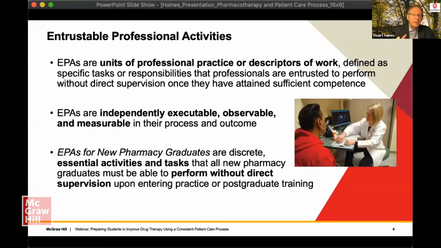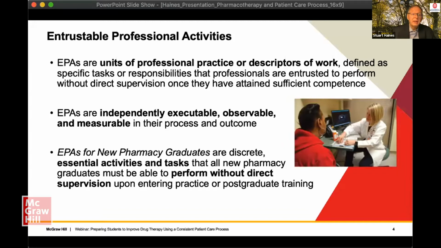I mentioned earlier entrustable professional activities, and this has been an important development in U.S. pharmacy education about the specific units of work or professional practice that every student needs to develop while they're in school. And of course, every practitioner is delegated to do as part of their performance of their duties. Now, the entrustable professional activities go beyond just the pharmacist's patient care process, but the cornerstone of the entrustable professional activities is to specifically address the patient care process and deliver direct patient care.